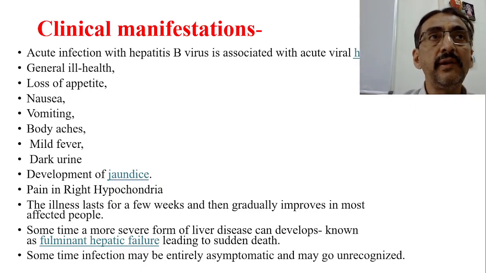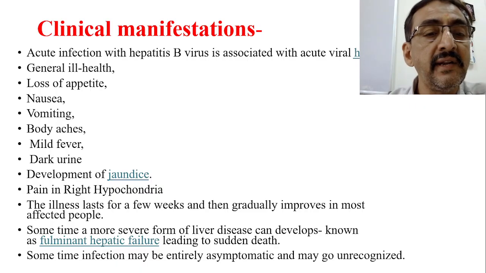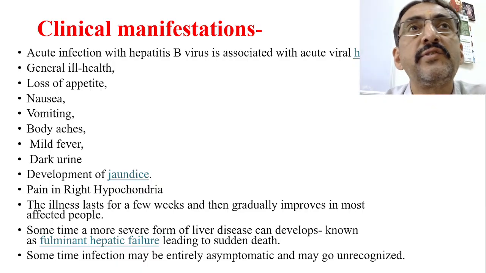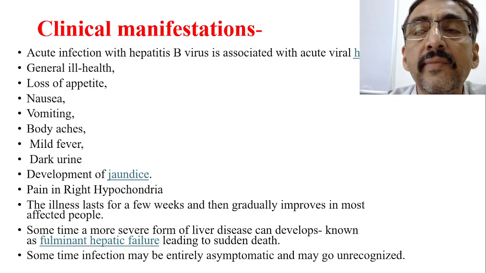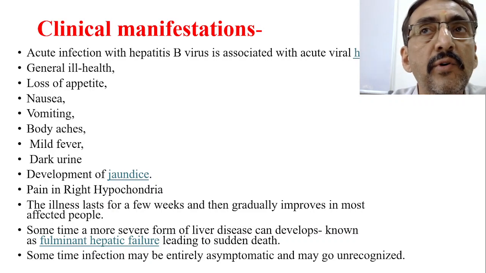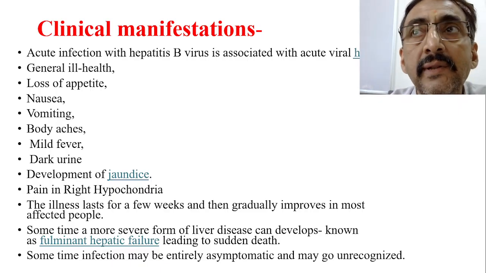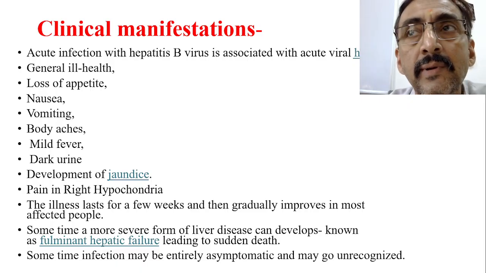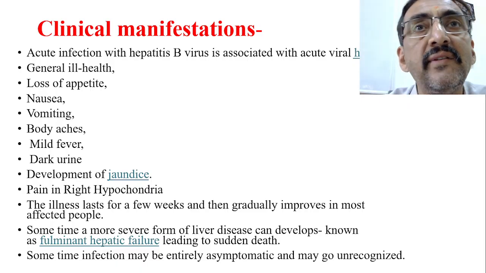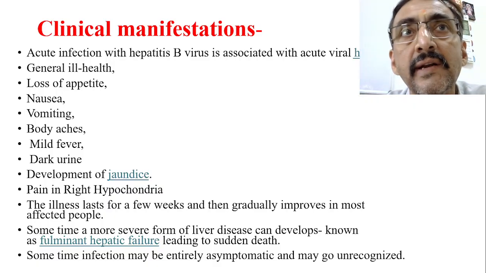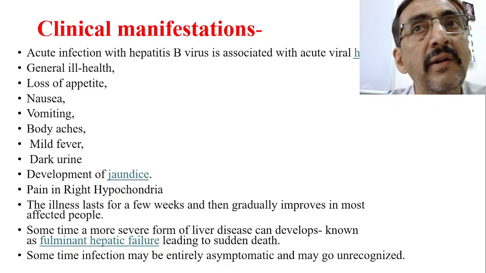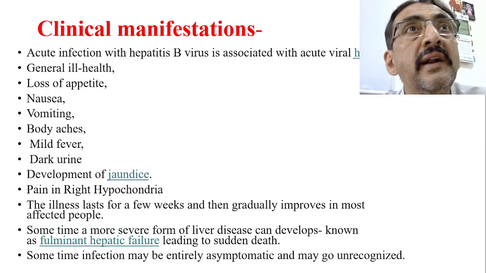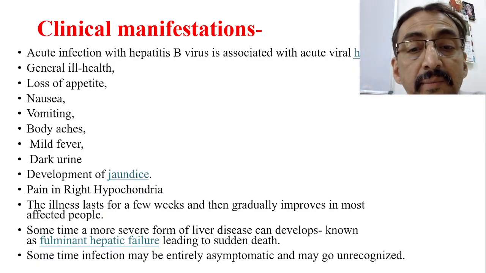Sometimes a more severe form of liver disease can develop, which is known as fulminant hepatic failure. This happens when the body immune system is very strong and gives a strong response to this particular virus, or when the immune system is exaggerated. There will be a big battle between the immune system and the virus, and as a result, liver parenchyma gets damaged, undergoing inflammation and necrosis, and that leads to fulminant hepatic failure, leading to sudden death.